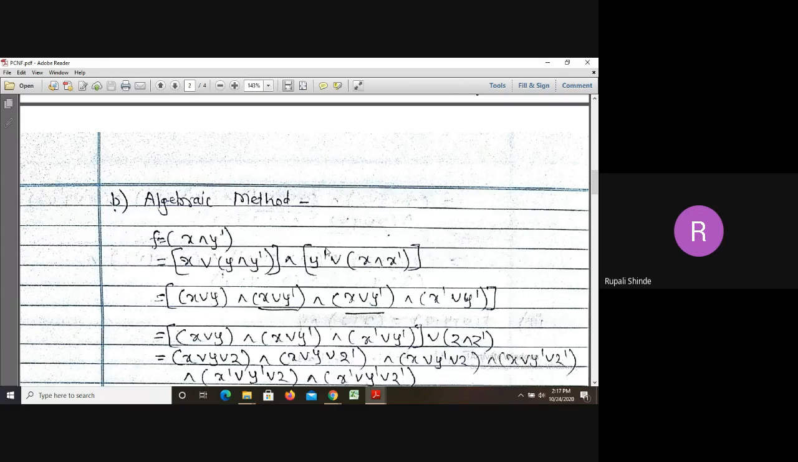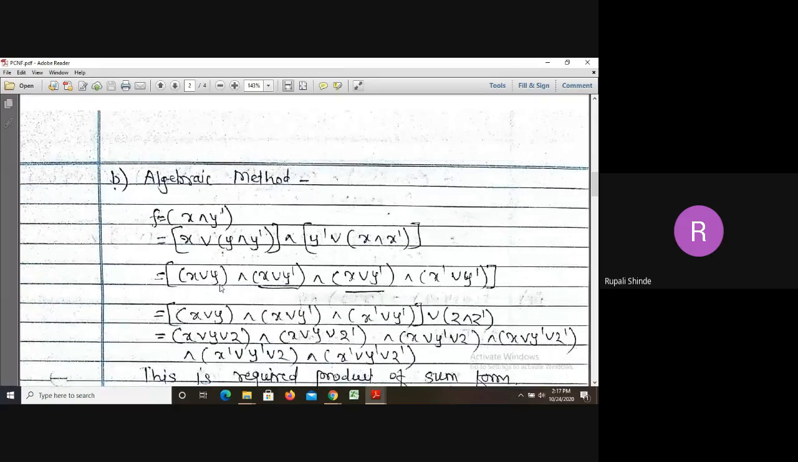So for this y's complement, again two variables are missing, x and z, but at a time we can add only one variable. So we have considered the variable to be added as x. So we have written y's complement as x and x complement. Now again we have to apply distributive law: x or y's complement and x complement or y's complement. So those terms we have written here.